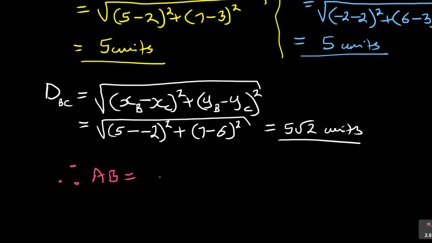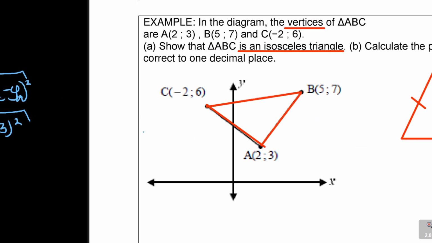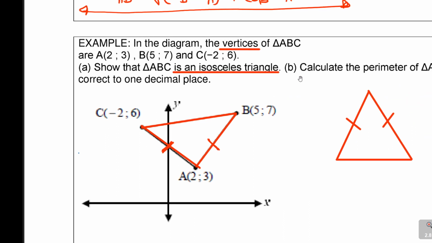So AB is equal to AC. If I come here to the original now, you can see that when I look at that AB, this distance is equal to AC, equal to that distance. So you see, that's the isosceles triangle now. Are you with me? So they show that this triangle is an isosceles triangle.